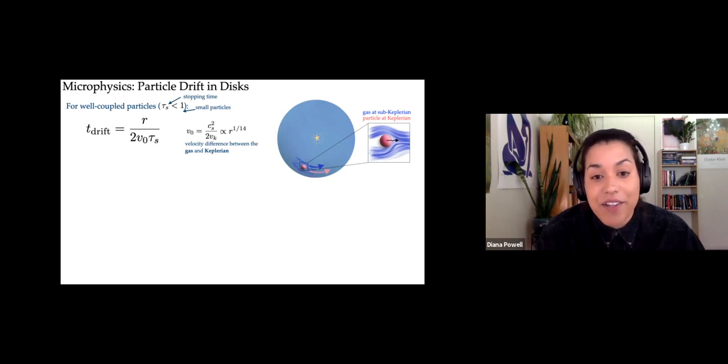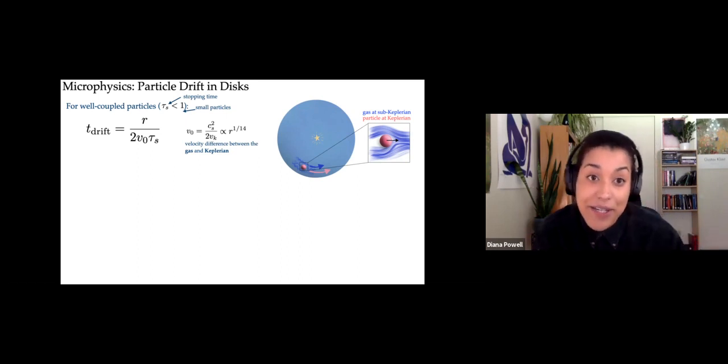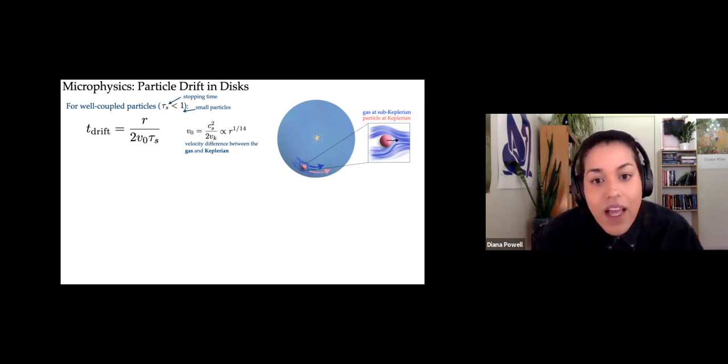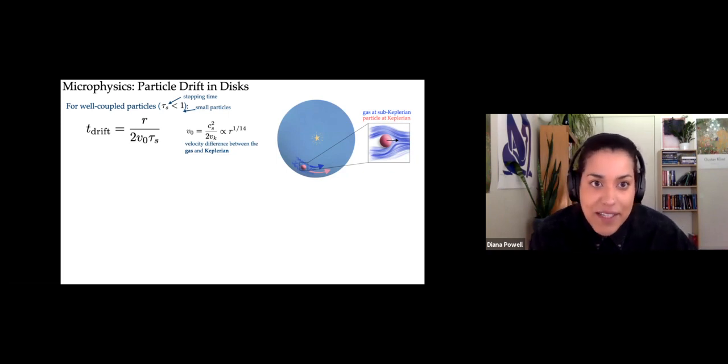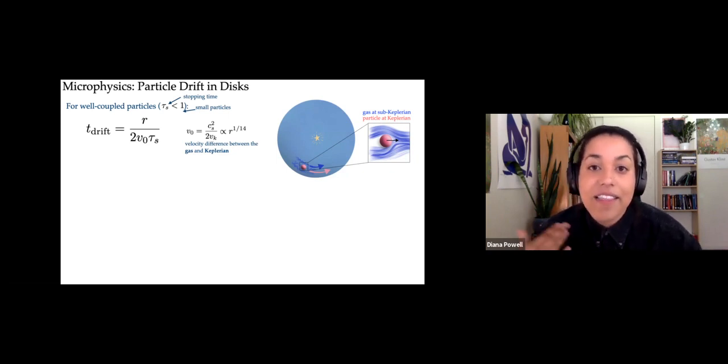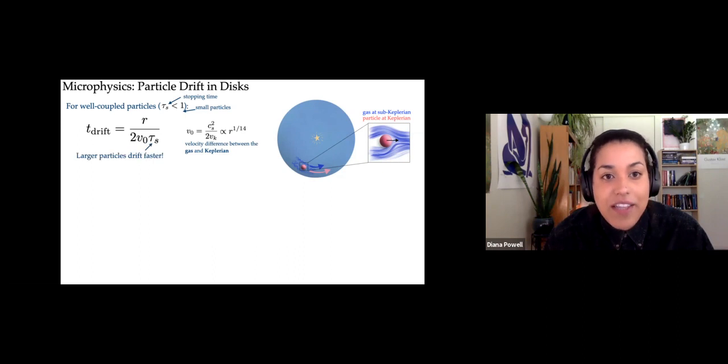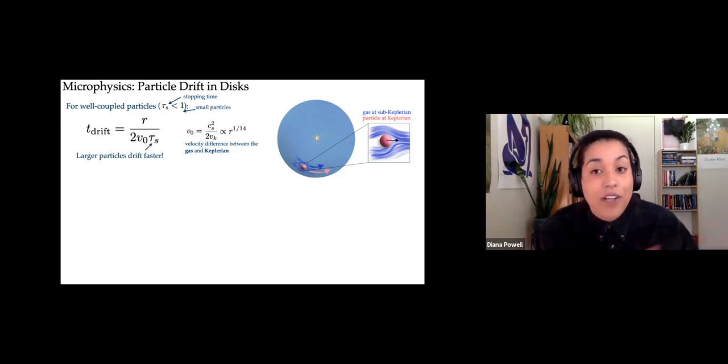So the drift timescale of a particle is given by its orbital distance r, divided by the velocity difference between the gas velocity and the Keplerian velocity. And then there's the stopping time parameter tau s, and that's because the particles are neither quite at the gas speed nor at the Keplerian speed. And so we observe small particles that are relatively well coupled with stopping times less than 1. And in this regime, as particles grow larger and the stopping time gets larger, they will also drift faster.